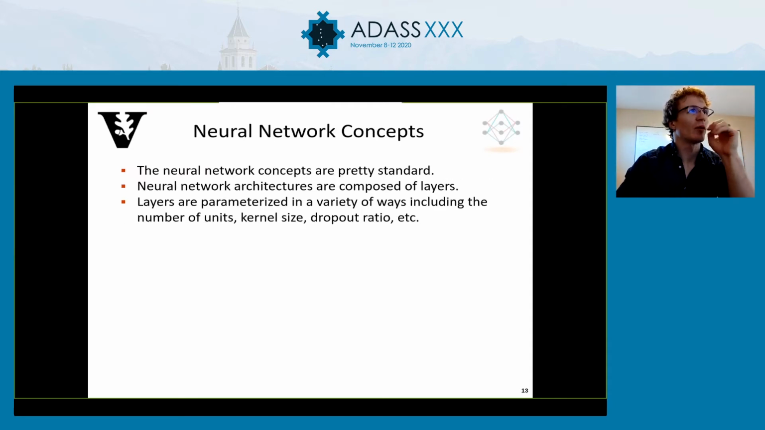Now, the neural network concepts themselves, as I mentioned before, are pretty standard. Basically, we have these neural network architectures, and they're composed of layers. Layers are parameterized in a number of different ways, which of course depends on the layer. Like with dense layers you can configure the number of units, convolutional layers can have things like kernel size, and dropout layers can have a dropout ratio, etc.